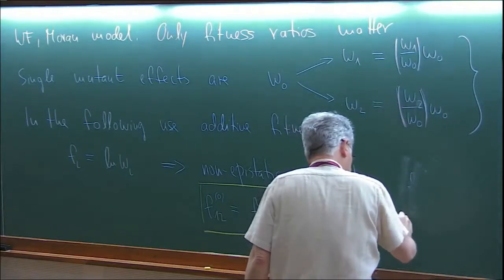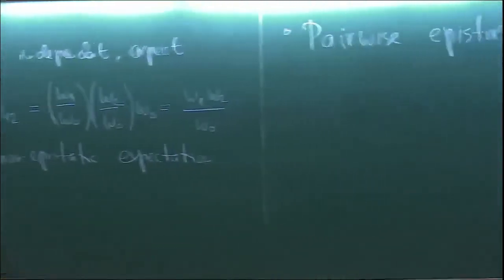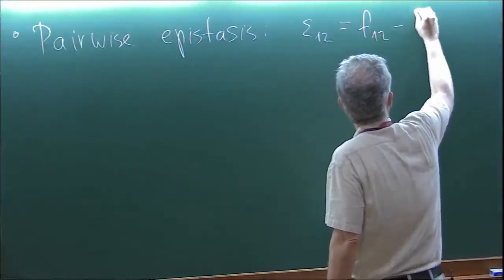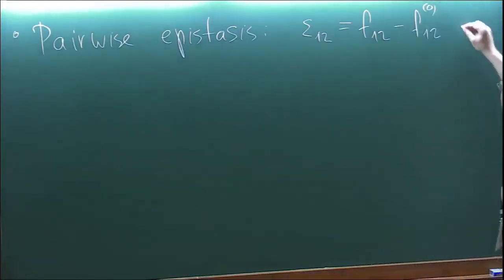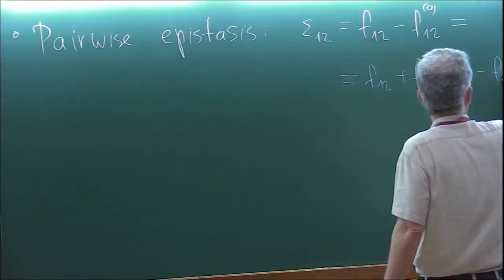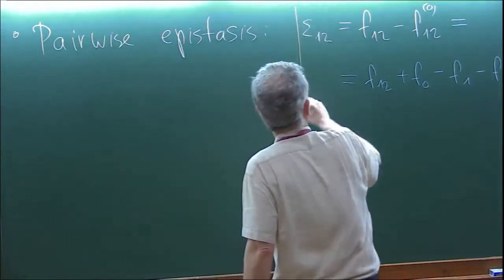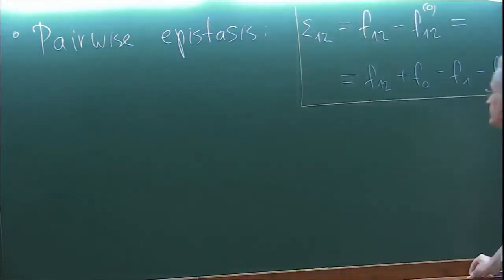Pairwise epistasis, because we just have a pair of mutations. Later I'll generalize this to more. Let me call this epsilon 12. So this is the epistatic interaction between these two mutations. It is the actual fitness of the double mutant minus the fitness that I expect, which I can write as F12 plus F0 minus F1 minus F2. This is something that, and I'll show you some experimental data later, in principle I could measure in an experiment by comparing the single mutants with a double mutant.